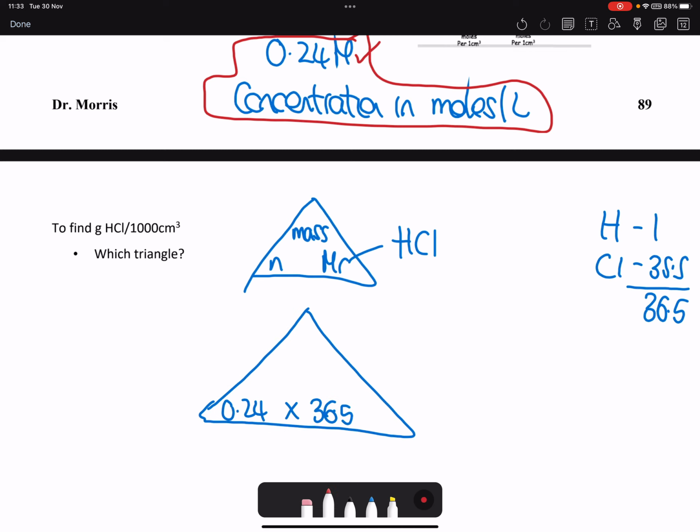And when I do that lovely piece of maths, I am going to get 8.76 grams. That is 3 significant figures. And so ends the maths.